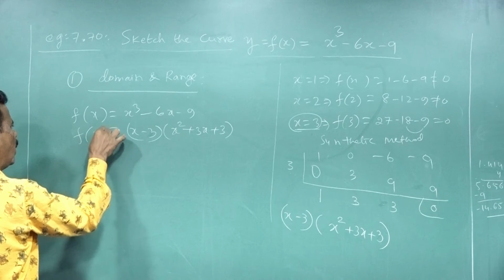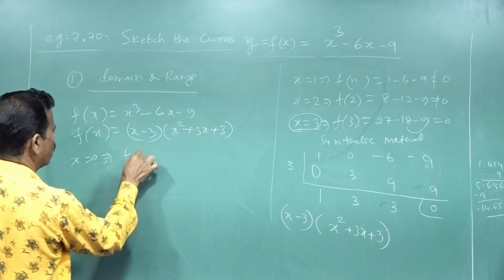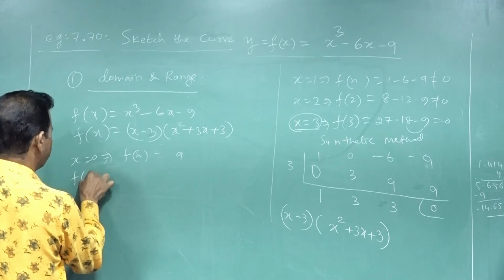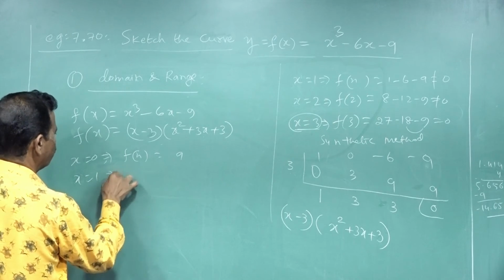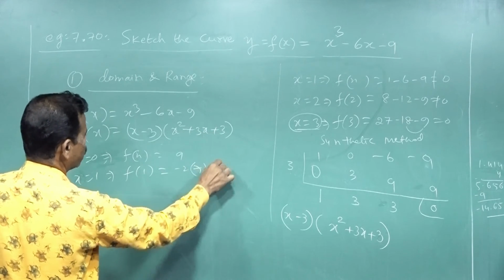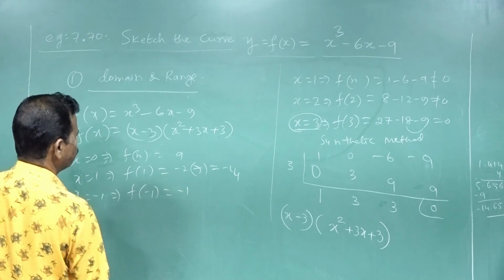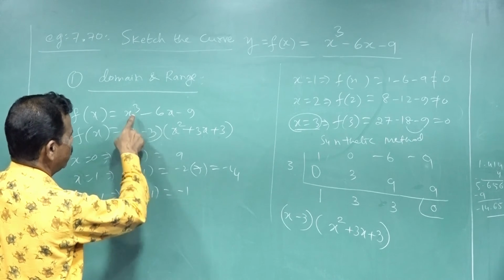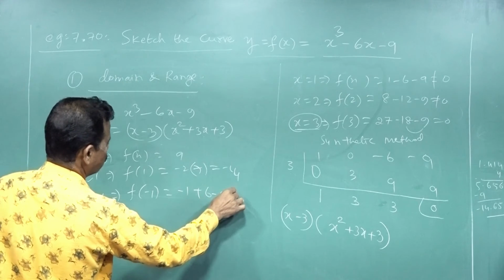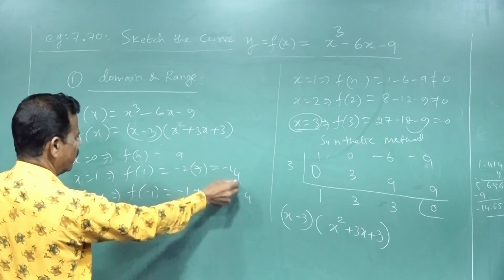For any x values, check at x is equal to 0, then f of x, what is coming? Minus 3 and 0, 0 minus 3 plus 3, 9 coming. F of 1, at x is equal to 1, what is coming? 1 minus 3 minus 2, here 1, 3, 3, 6, 7, minus 14 coming. At x is equal to minus 1, f of minus 1 is equal to minus 1, here plus 6, minus 9. So minus 10 plus 6, minus 4 coming.